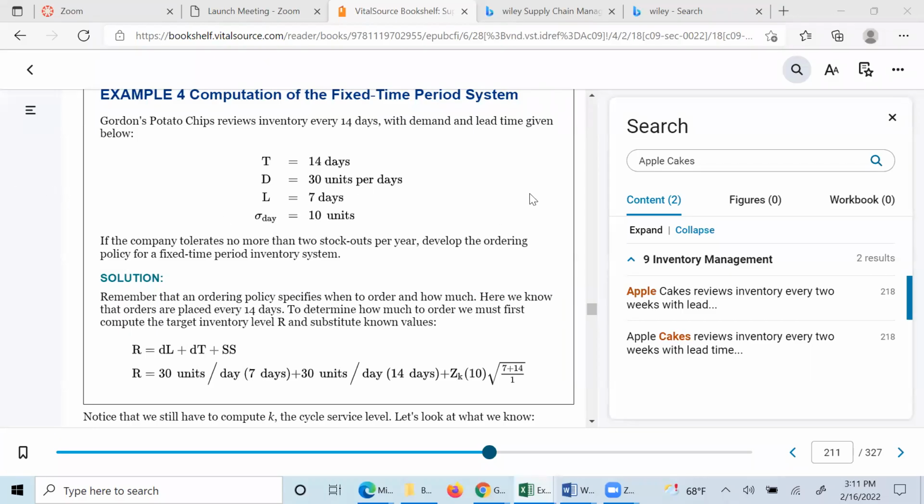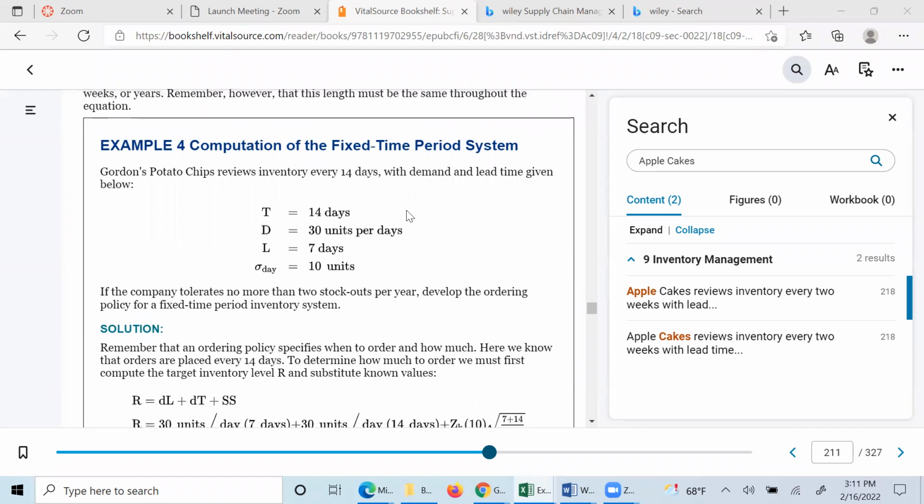So to show you how to do the apple cakes problem, which is actually on page 218, I think there was an initial typo in the problems. I think it said 128, but it's actually on page 218. It's going to be the computation of lead time for a fixed time period system. And so we're going to go over this example, and I'll do it so that we can show similarly how this would be done with the apple cakes problem.